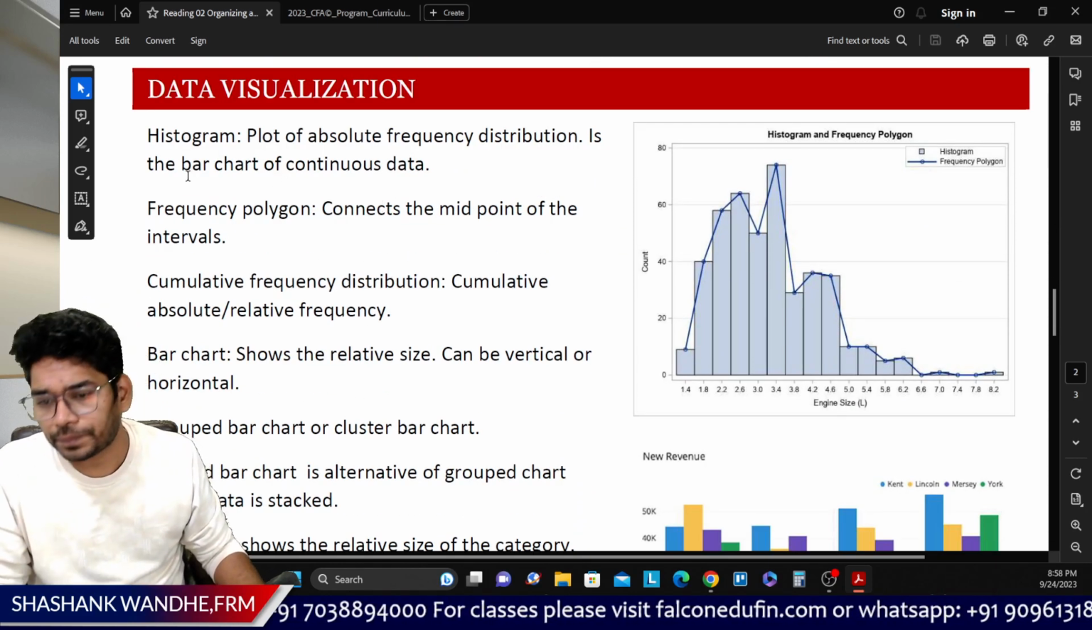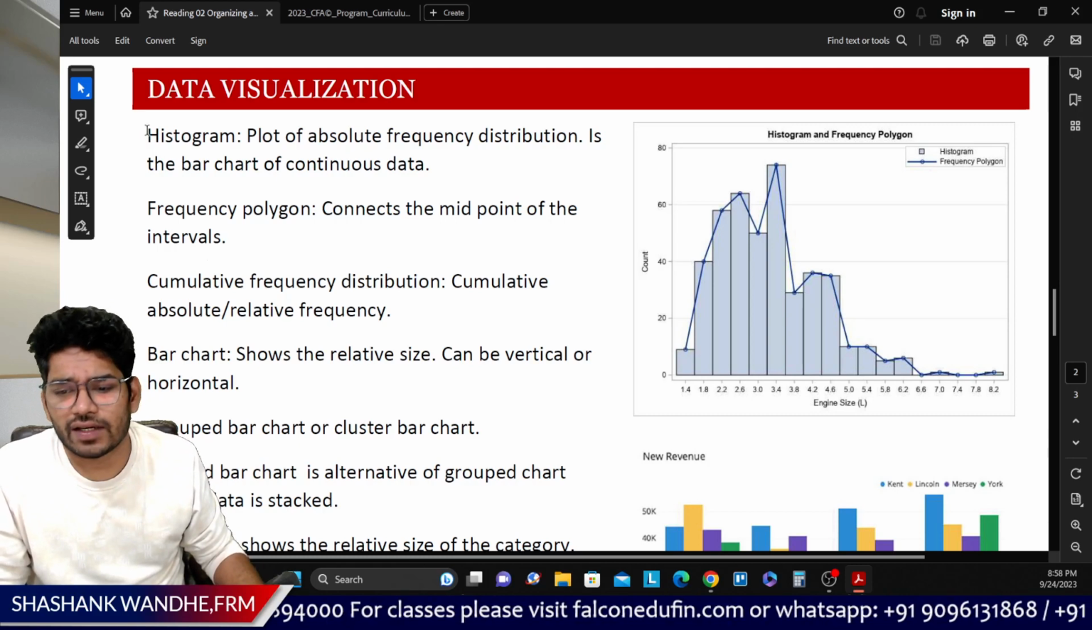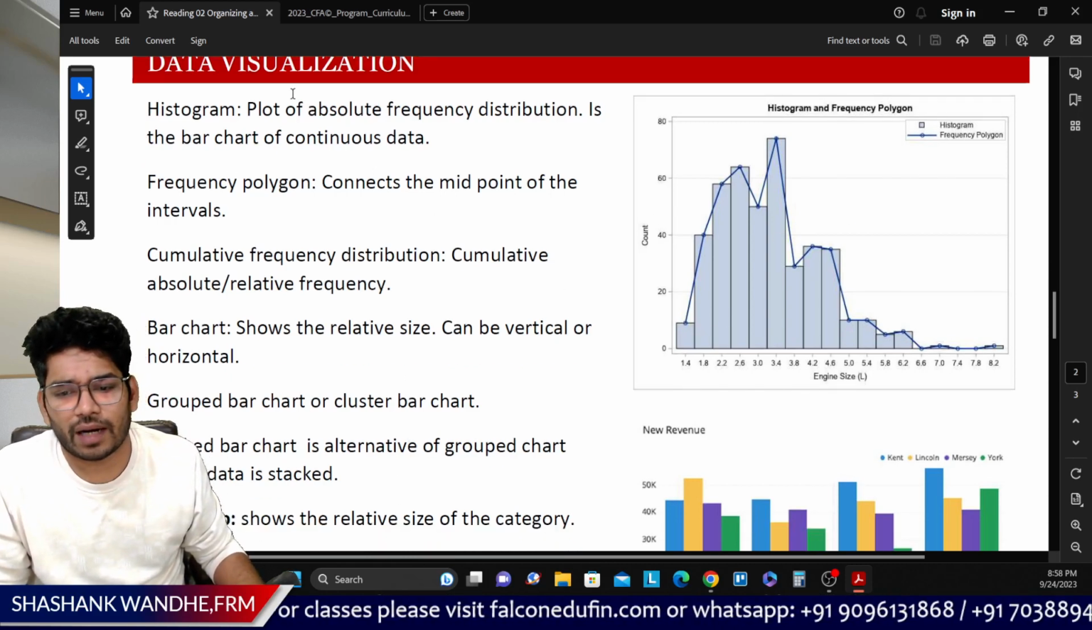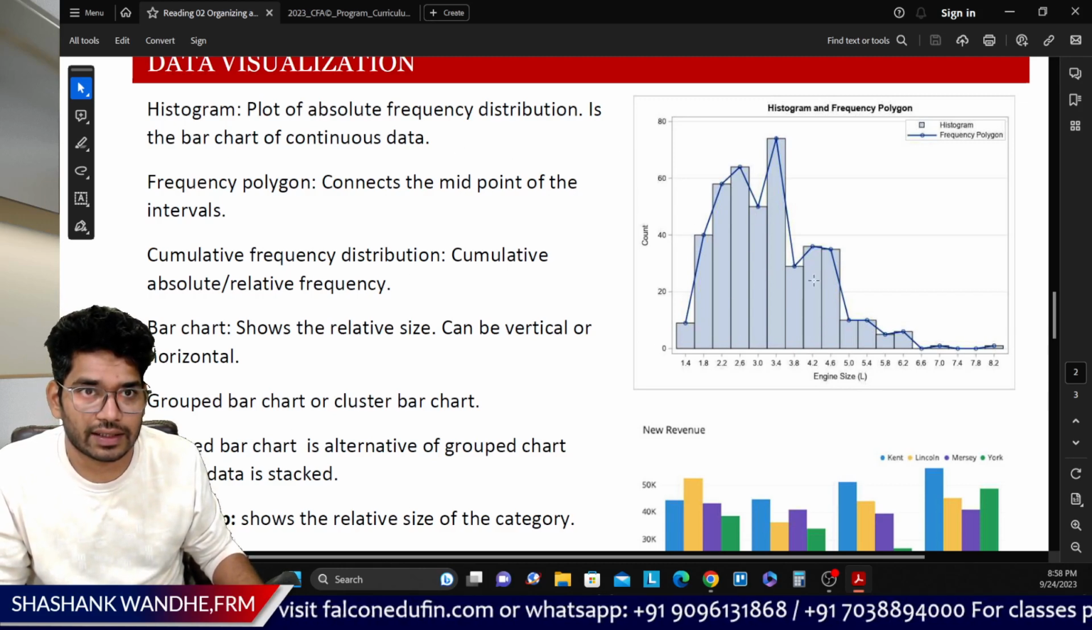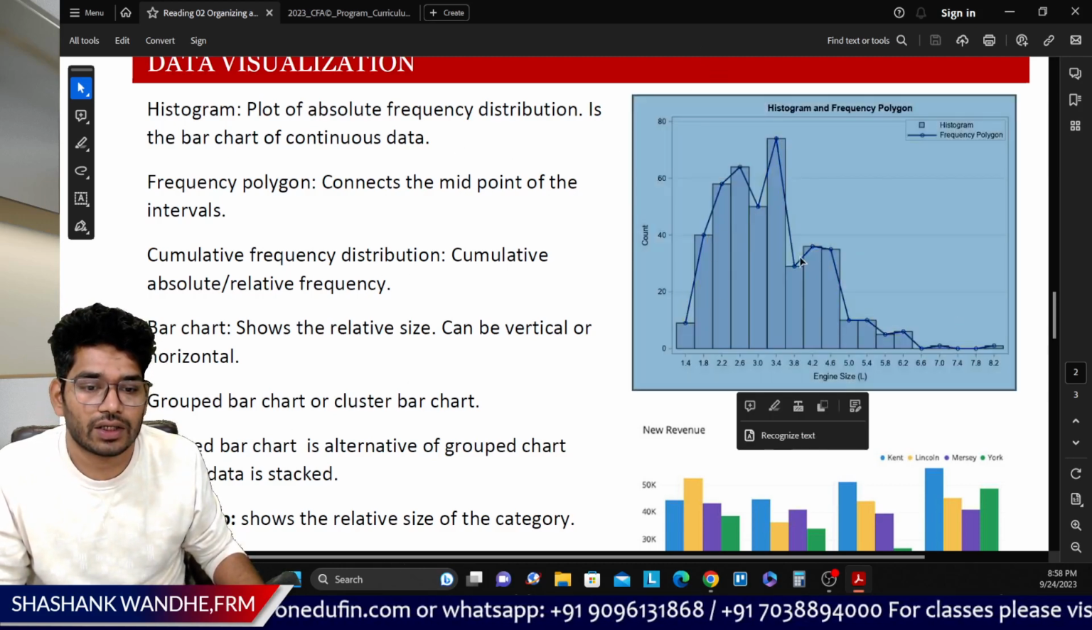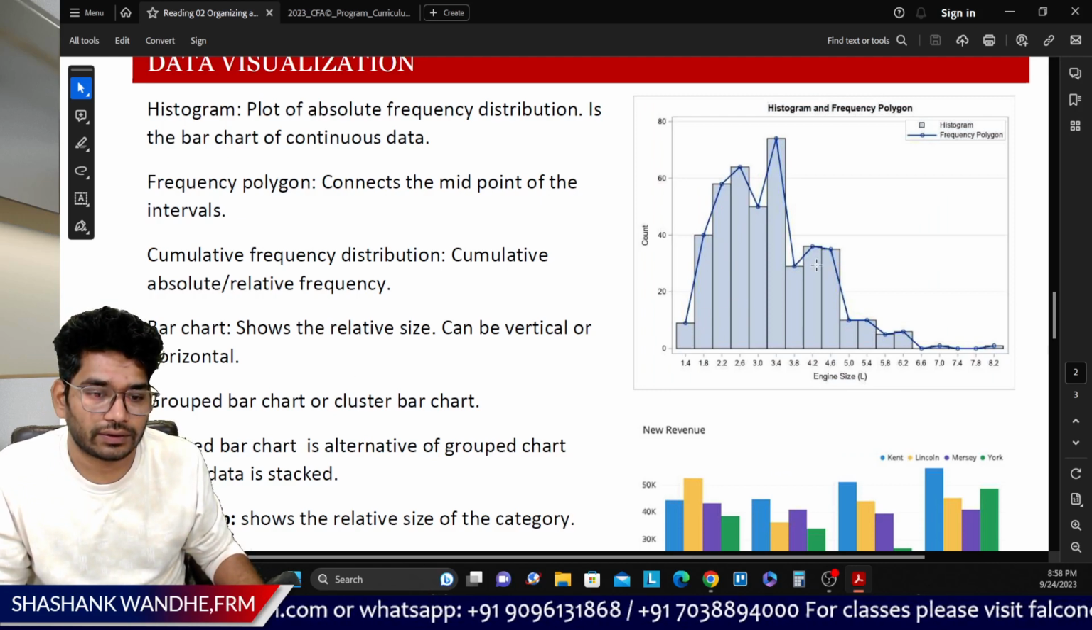Okay, now data visualization. So here we have the histogram and frequency polygon. Histogram is simply the absolute frequency distribution. Okay, so you can see this. This is the histogram. Just a second. So this is the histogram here. See this?